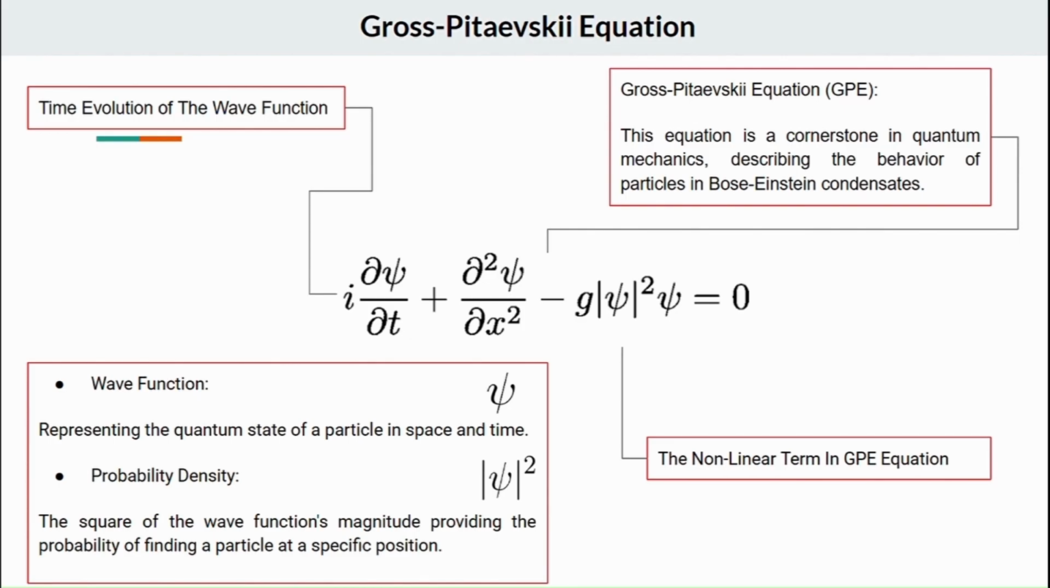In the equation, this psi represents the quantum state of a particle in both space and time, and the psi square gives us the probability of finding that particle at any specific position at a specific time. So the first term in the GPE enumerates the time evolution of the wave function. The second term is from the time-dependent Schrodinger equation. It is just the Laplacian of the wave function. And the third term, the most important term, is the nonlinearity term introduced by Gross and Pitaevskii.